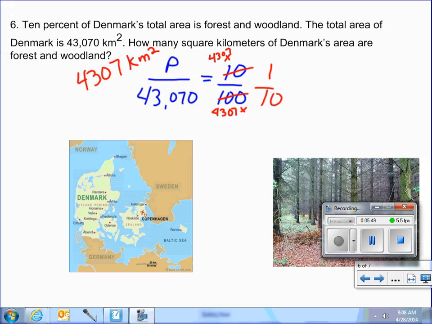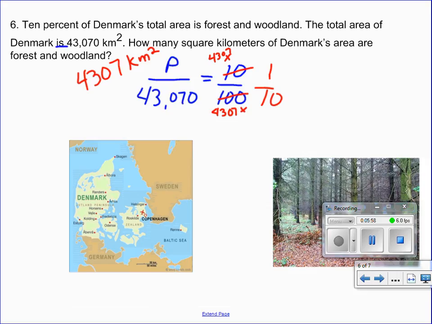Then the total area of Denmark is 43,070. Even though the word is is by that number, you need to read it logically. That's the total area, so that would be your base. That would be your 100%. Then you can either solve it mentally or reduce it and solve it using equivalent fractions. Your final answer would be 4,307 kilometers squared.